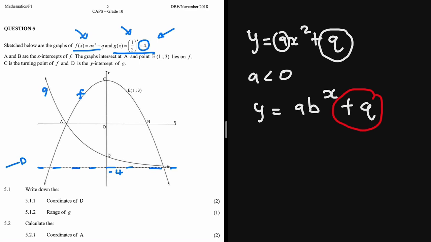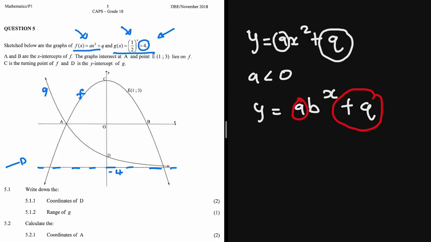Also the value of a here will represent whether our graph is on top of our asymptote or below the asymptote. The value of a from the graph is positive, so that means it's going to be on top of our asymptote, which is what is happening on the graph there.